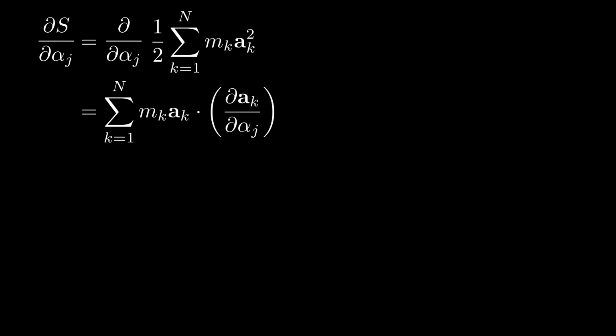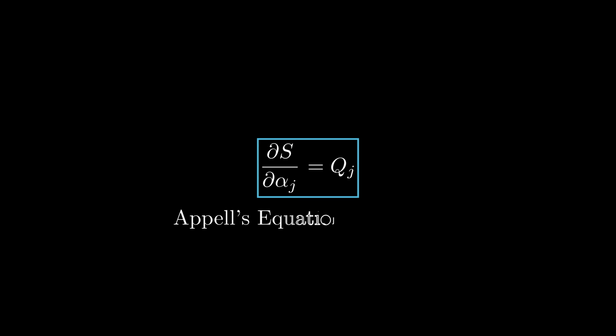Next, let's define S to be half the sum of masses times the squares of Cartesian accelerations. We take the derivative with respect to alpha of both sides, and we're left with the same expression as we had for generalized force. So we can say that the partial derivative of S with respect to alpha is equal to the generalized force. This is Appell's equation of motion and was discovered in 1899.